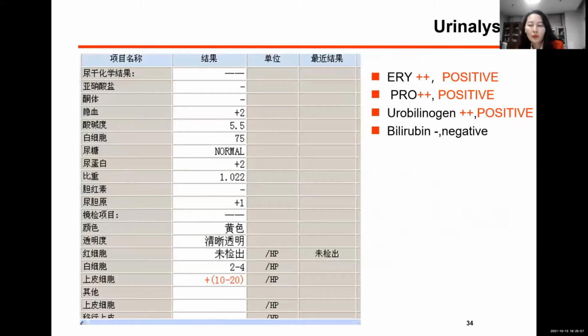Her urine is normal in color. Urinalysis shows no bilirubin, but urobilinogen is positive. Urine erythrocytes and urine protein are positive.